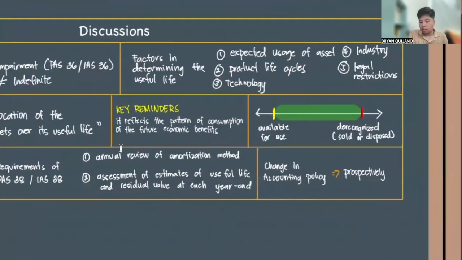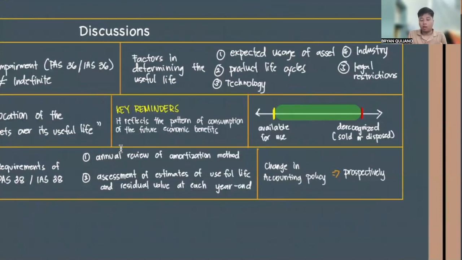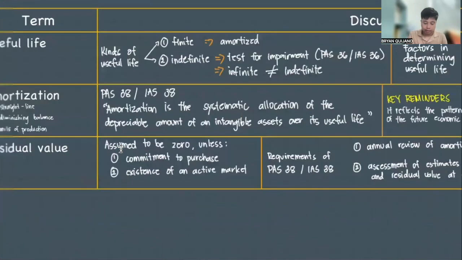This timeline will give you an idea on where to start amortizing and where to stop the recording of the amortization. You're going to start amortizing a specific intangible asset if the asset is already available for use, up to the moment that the entity is going to recognize whether they're going to sell or dispose the asset. Then that's about time that you will cease the recording of your amortization.